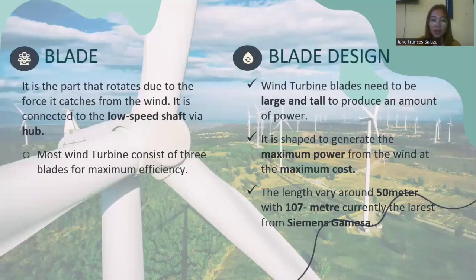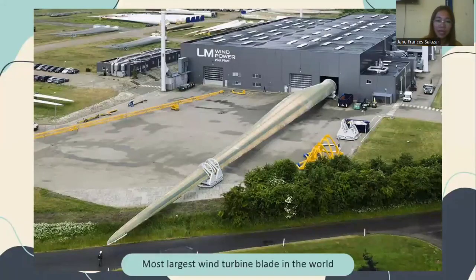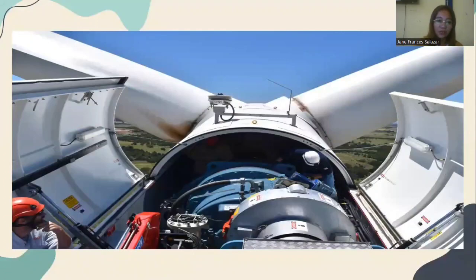Dito rin sa length, yung makikita sa largest from Siemens Gamesa ay ganito yung itsura niya. Ganyan kalaki ang isang blade pa lang yan. Kung hindi natin ma-imagine kung gaano kalaki, tingnan na lang natin yung mga tao dito sa baba. Next naman, ganito kalaki din yung isang hub ng isang wind turbine.